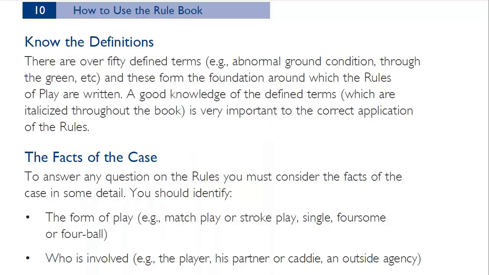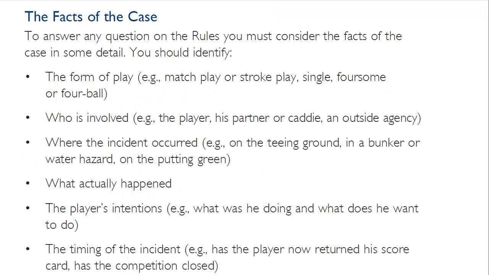Knowing the definitions, there are 50 defined terms. Abnormal ground condition, through the green, are just a few. And these form the foundation around which the rules of play are written. A good knowledge of the defined terms, which are italicized throughout the book, is very important to the correct application of rules.